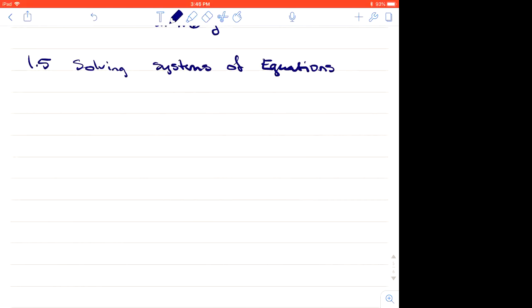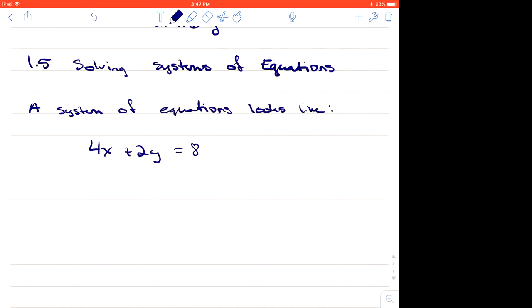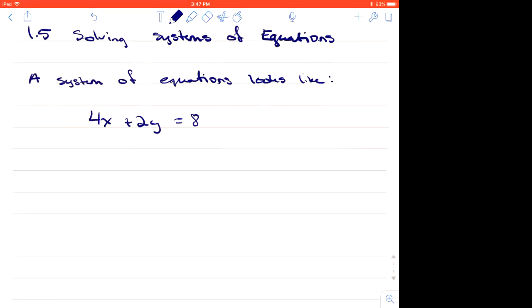So in general, I'll just give a quick example here. A system of equations looks like something like 4x plus 2y is 8. And maybe the other one would be something like 2x minus y is 7.